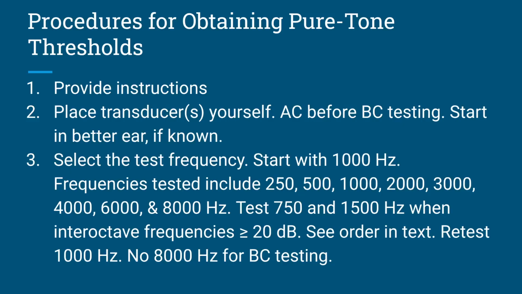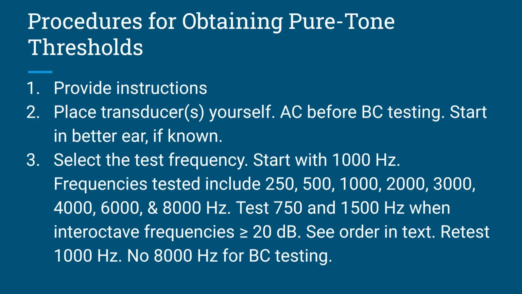You select the test frequency, starting with 1,000 hertz. Frequencies tested include 250, 500, 1,000, 2,000, 3,000, 4,000, 6,000, 8,000. So basically, octave frequencies between 250 to 8,000 hertz. Plus, it's good habit to test 3,000 and 6,000 hertz, both because of noise notches and because of hearing aids. You test 750 and 1,500 hertz when the interoctave thresholds differ by 20 dB or greater. You can see the exact order of frequency testing in the textbook.